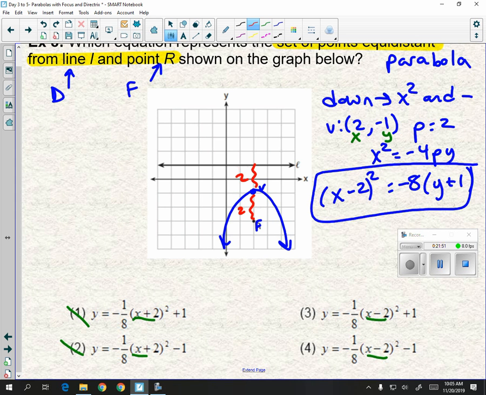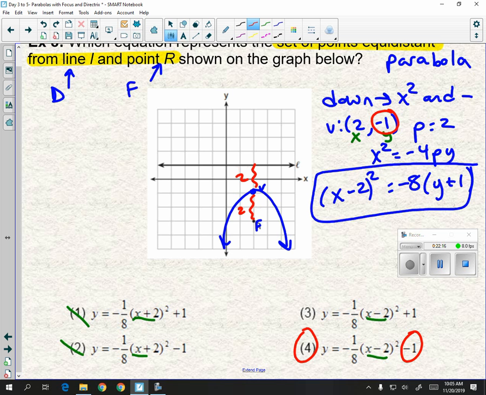The y value is a negative 1. However, my y values, there's no parentheses around there. And if it's not in parentheses, you do not change the sign. In parentheses, you change the sign. Out of parentheses, you keep the sign. So I'm going to keep the negative 1 because it's not in parentheses. It has to be choice 4.